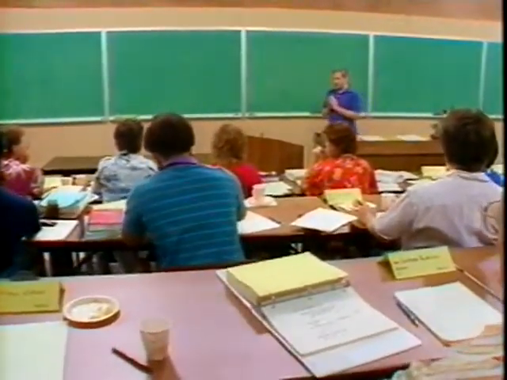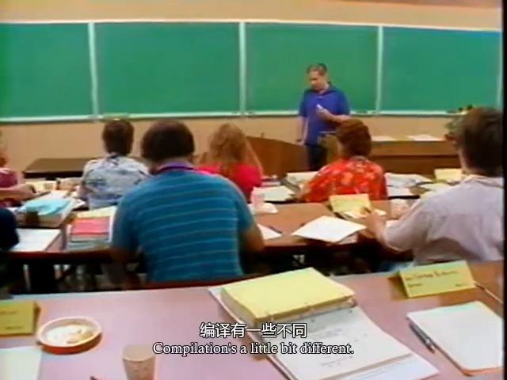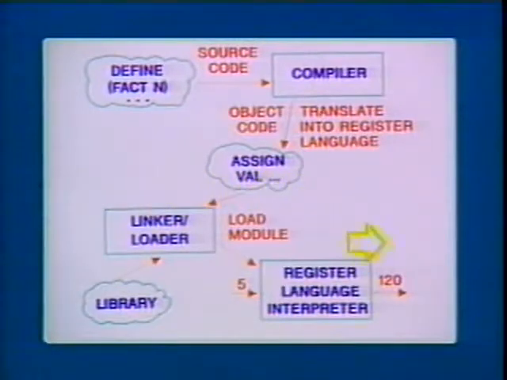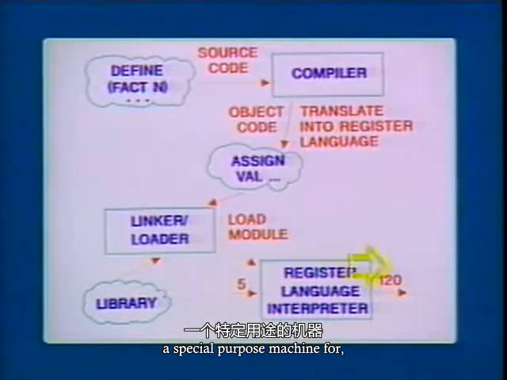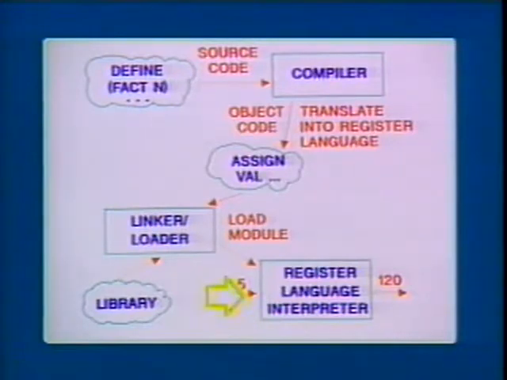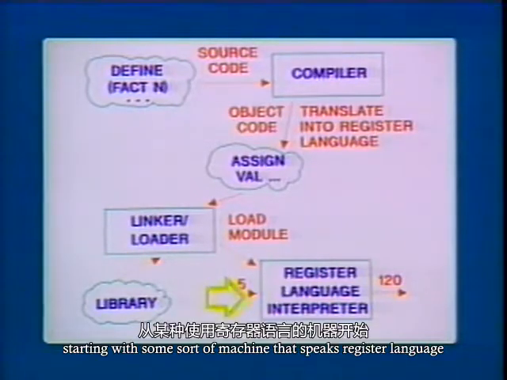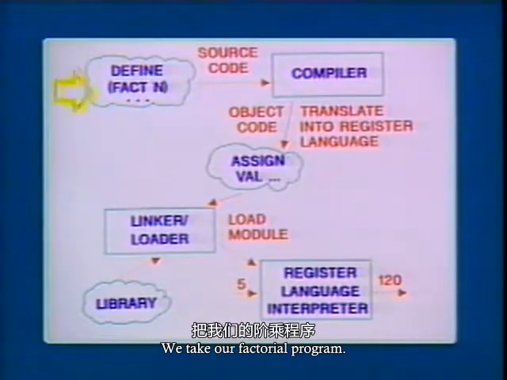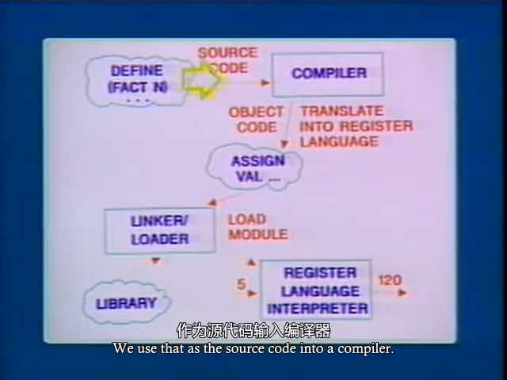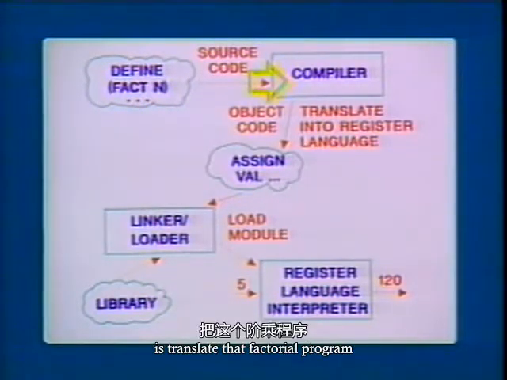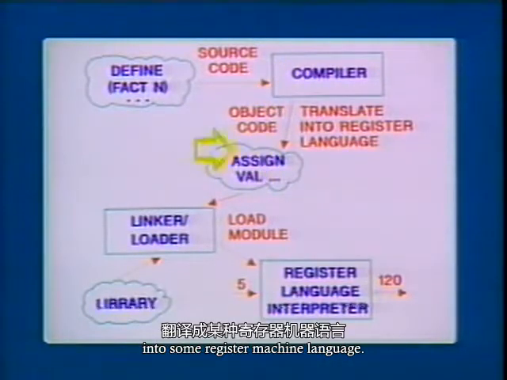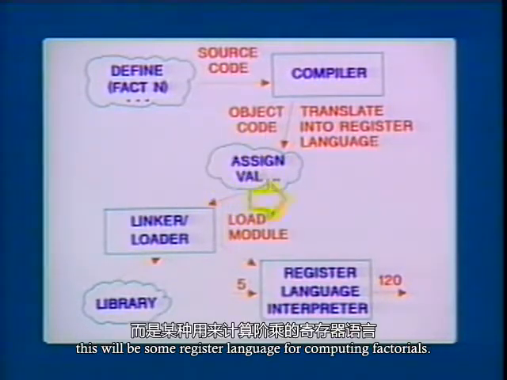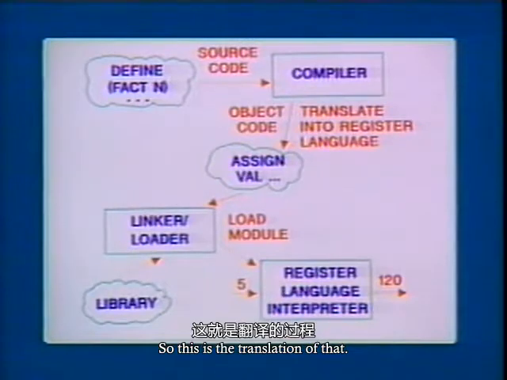Well, there's another strategy, a different one, which is compilation. Compilation's a little bit different. Here we might have produced a special purpose machine for computing factorials, starting with some sort of machine that speaks register language, except we're going to do a different strategy. We'll take our factorial program, we'll use that as the source code into a compiler. What the compiler will do is translate that factorial program into some register machine language. And this will now be not the explicit control evaluator for Lisp. This will be some register language for computing factorials. Right? So this is the translation of that.